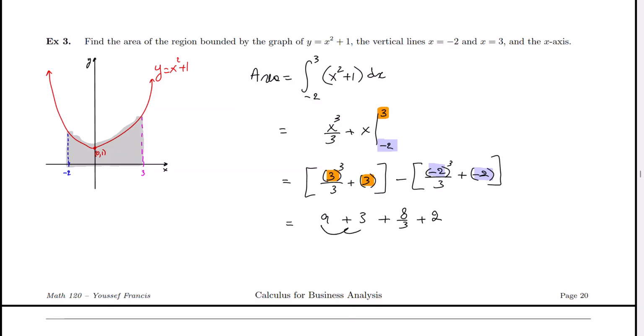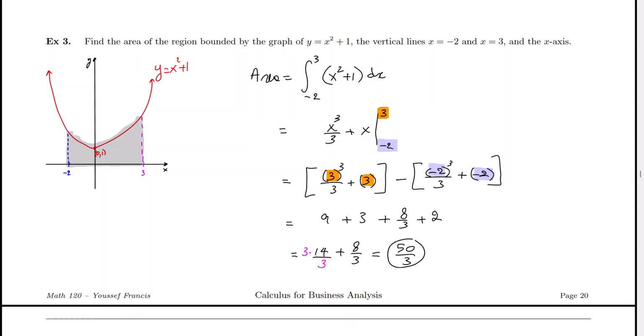So let's see, 9 plus 3 is going to be 12. 12 plus 2 is going to be 14. So I have basically 14 and 8 over 3 as my total. And so I need a common denominator. I need to basically put a 3 underneath the 14 and multiply the 14 by 3. So the total is going to be 50 divided by 3. And that's the answer. So 50 over 3.